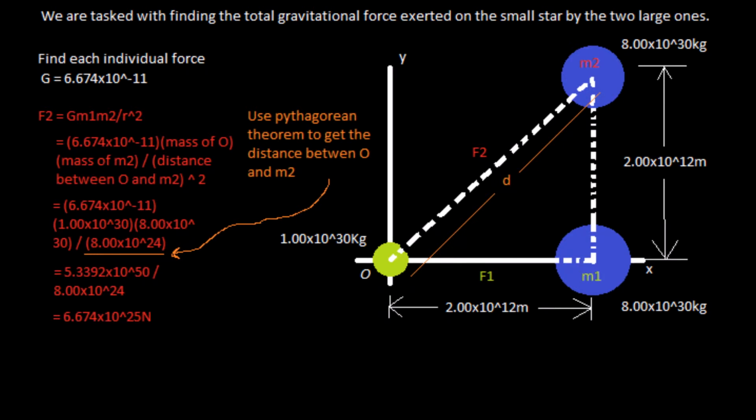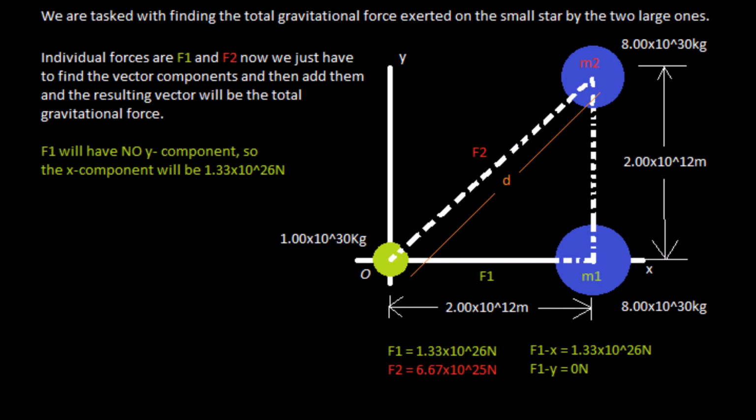For the second force, between M2 and O, it's pretty much the same thing. The only difference is that the distance we have to calculate using Pythagorean theorem, and after all the calculations, it should come out to 6.67 times 10 to the 25th newtons.